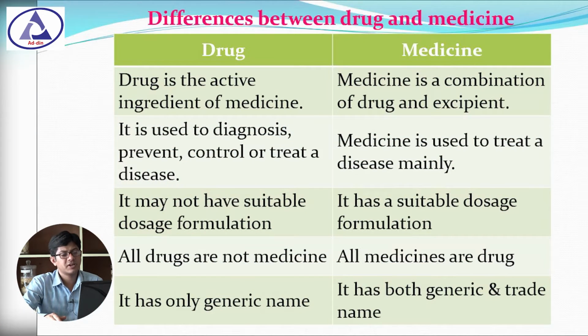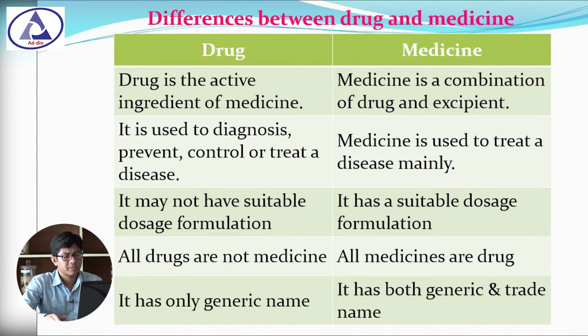Now come to the difference between drug and medicine. Drug is the active ingredient of medicine, and medicine is the combination of drug and excipient. Drug is used to diagnose, prevent, control or treat a disease. On the other hand, medicine is used to treat a disease only.